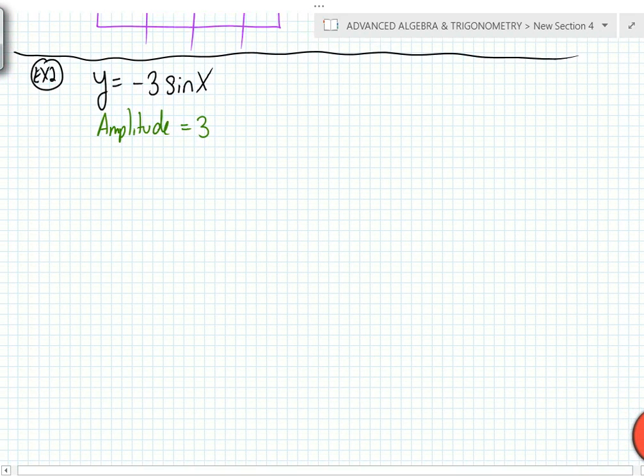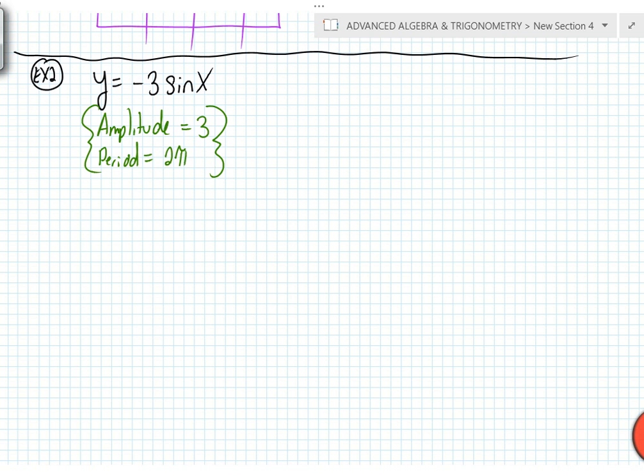Now, continuing with this example 2, we know the amplitude is 3. The period is going to be unchanged on this one. The period is still going to be equal to 2 pi because the coefficient on the x is 1. Dividing that by 1 isn't going to do much, so I'm just going to put that in curly brackets. We're kind of done with that. This one does not have a phase shift or a horizontal or vertical translation, so it's pretty straightforward. Let's see what this picture is going to look like.